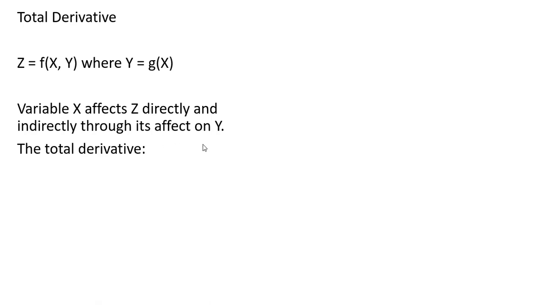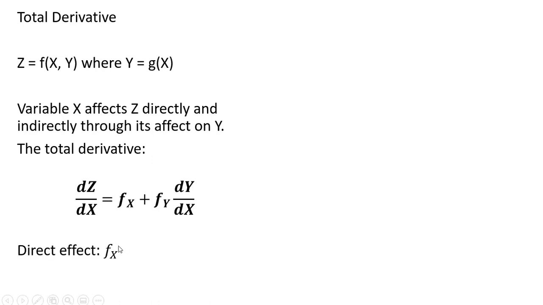The total derivative is going to be defined as follows, where the direct effect is this partial derivative of function z with respect to x, and the indirect effect is everything else.